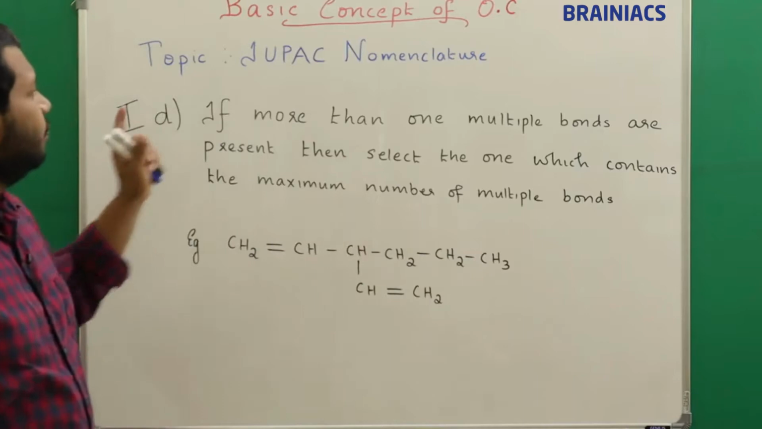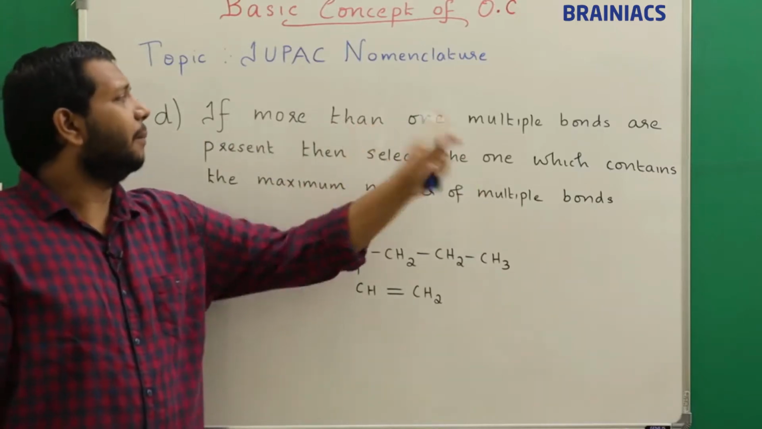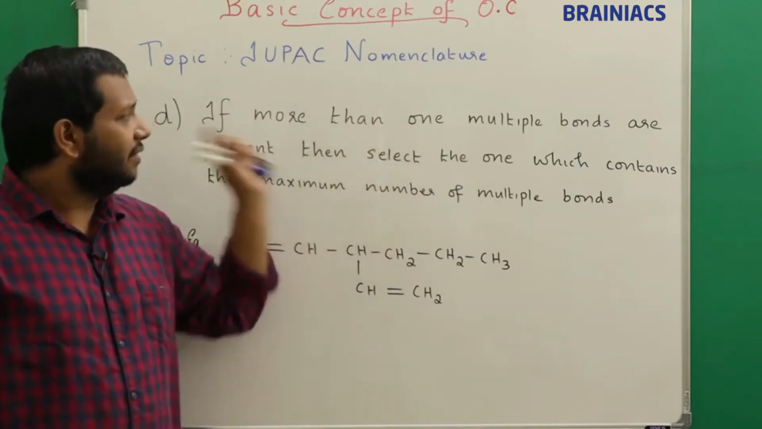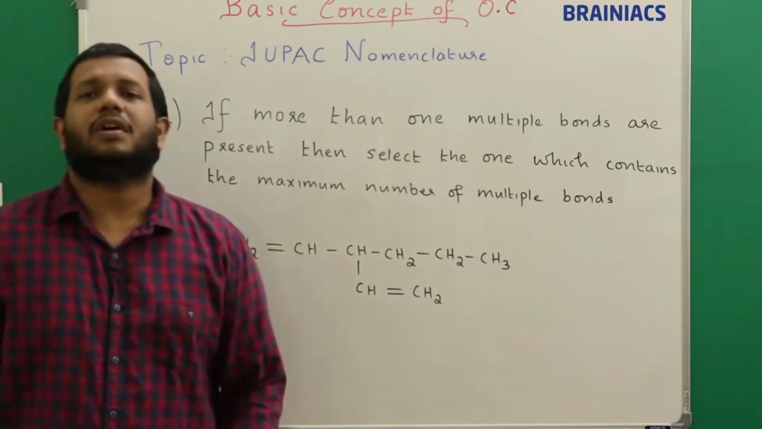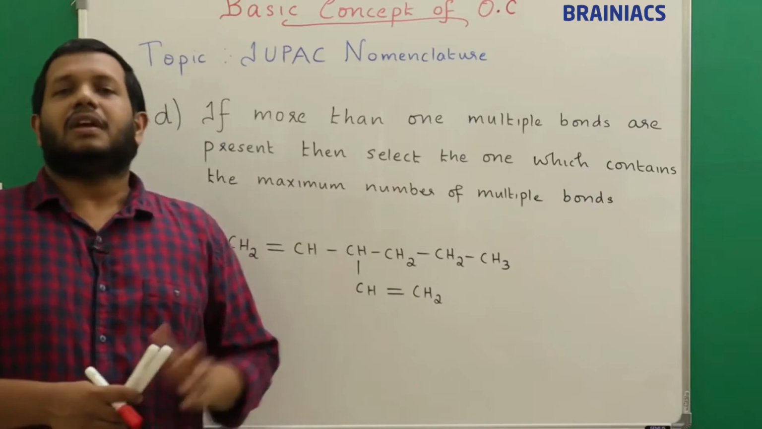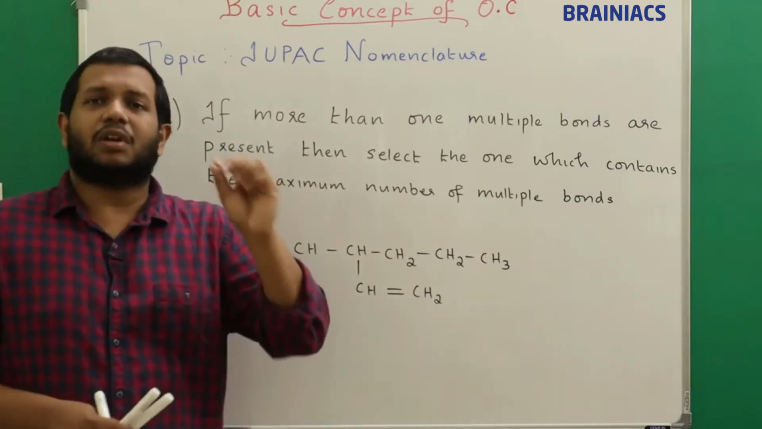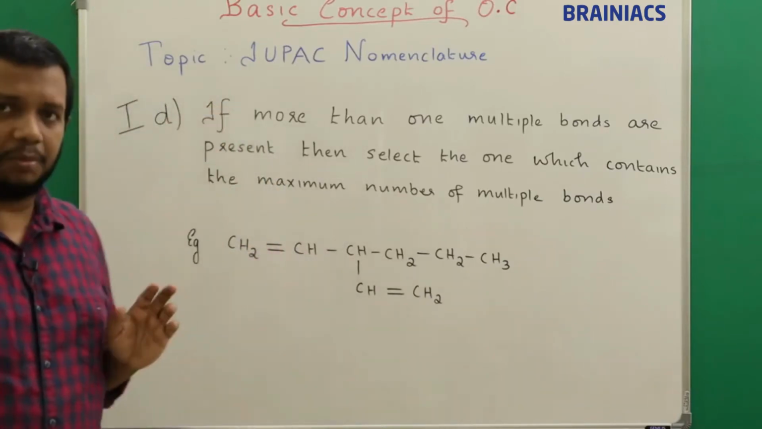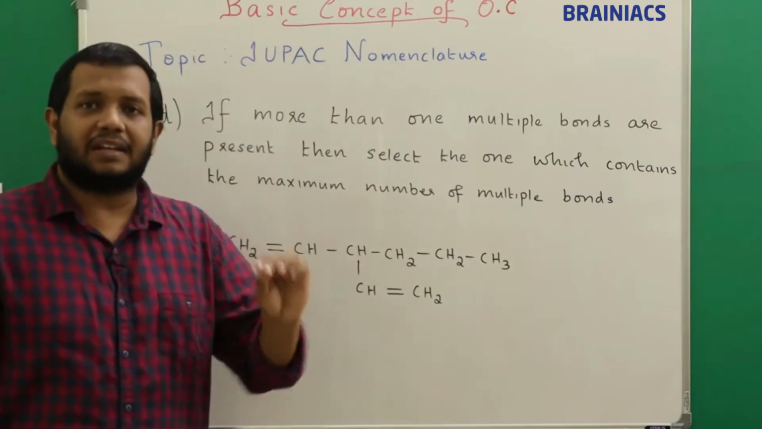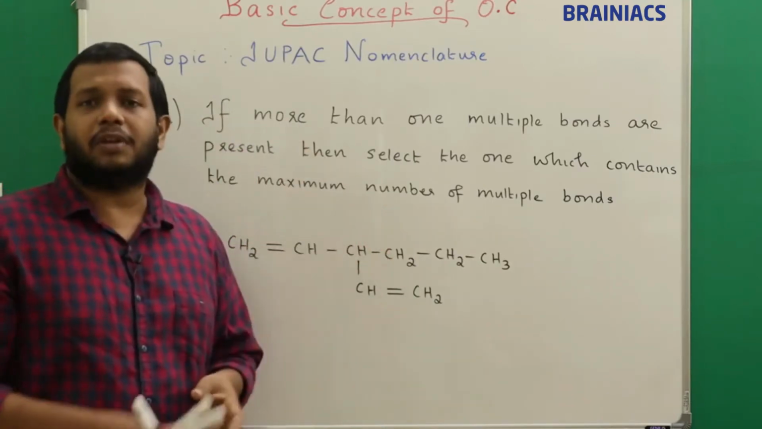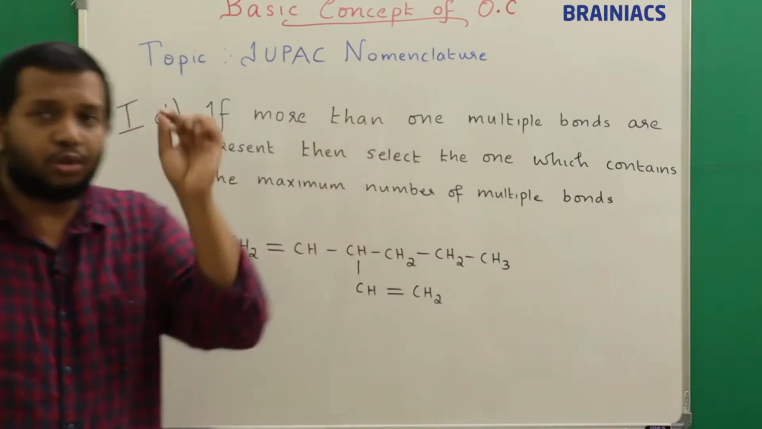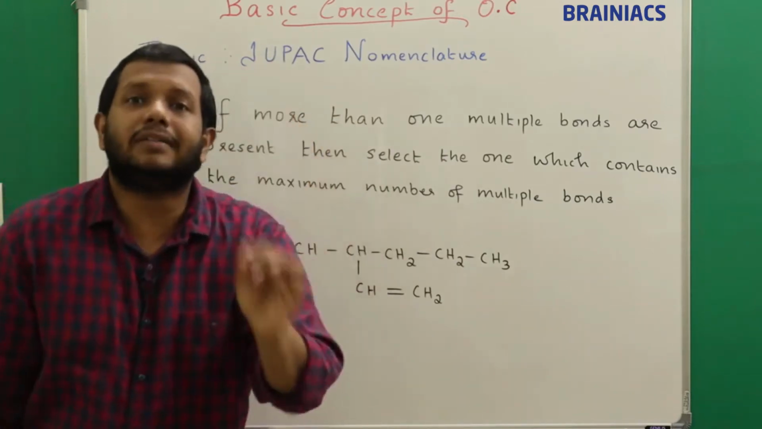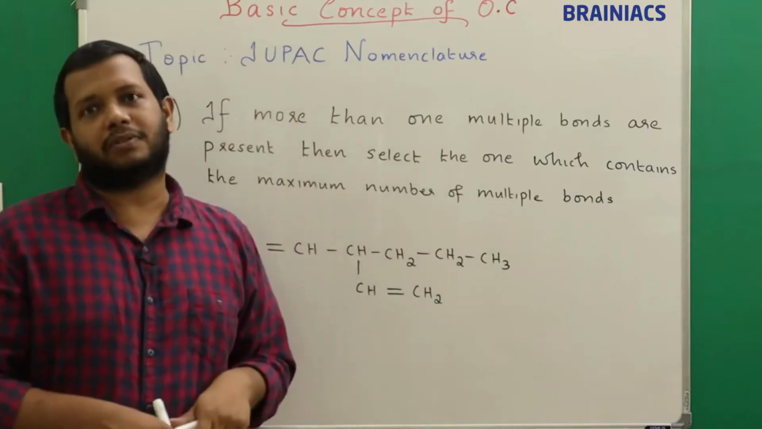So the rule says if more than one multiple bond is present, then select the one which contains the maximum number of multiple bonds. What does that mean actually? It is telling that whenever you are choosing the principal parent carbon chain, and if you find that in the given compound there is more than one multiple bond, then what you need to do? You should choose a path that contains the maximum number of double bonds.